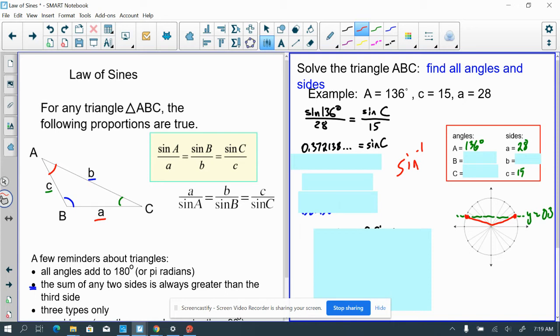This is definitely a calculator portion of the chapter. So when you use sine inverse in your calculator, it's going to give you this angle, whatever angle that is. But we have to remember the context of our problem. We're talking about a triangle, and a triangle has 180 degrees. So this bigger angle, we might have to think about as well.